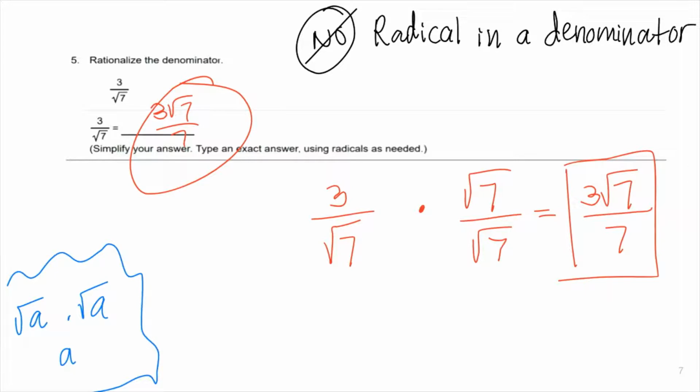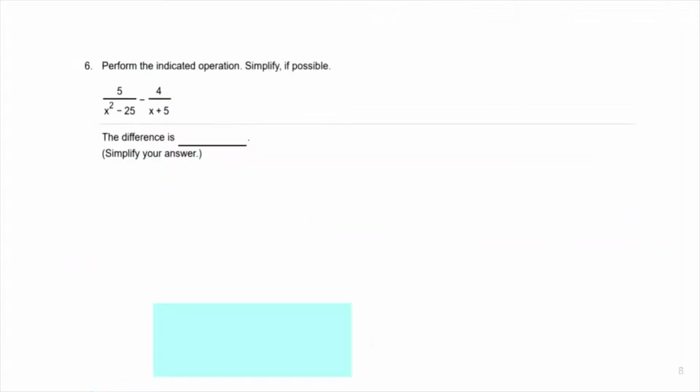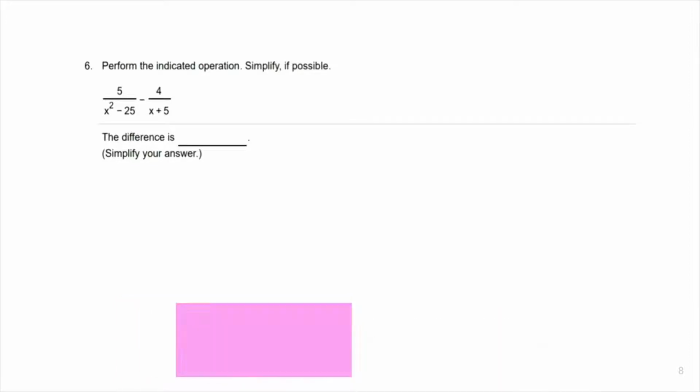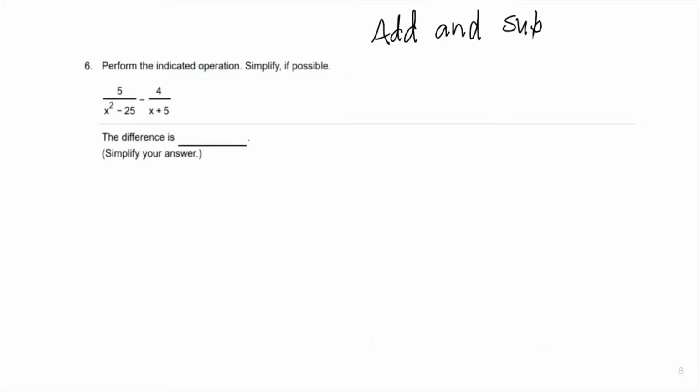So just remember that you cannot have a radical in the denominator. The add and subtract rational expressions. The denominators have to be like or the same.